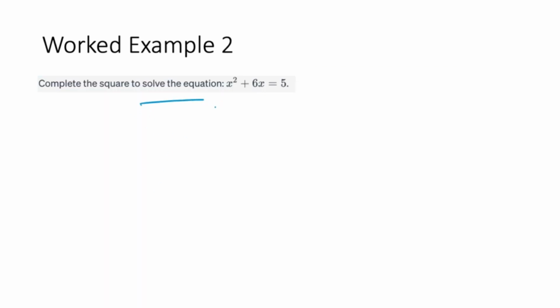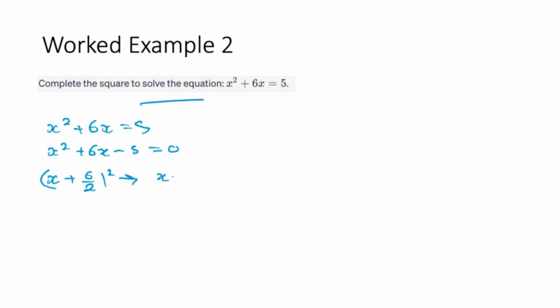On to this next one. Complete the square and solve the equation x squared plus 6x equals 5. So you write down your equation, x squared plus 6x equals 5. Put the 5 on this side, so you subtract 5 from both sides. x squared plus 6x minus 5 equals 0. So then you complete the square. So x plus 6 over 2 all squared. This will give you x plus 3 squared. Expand the perfect square. So x plus 3 squared is x squared plus 6x plus 9.